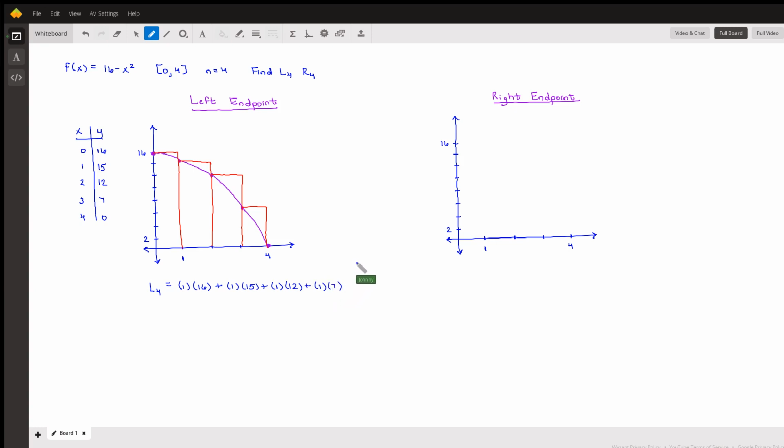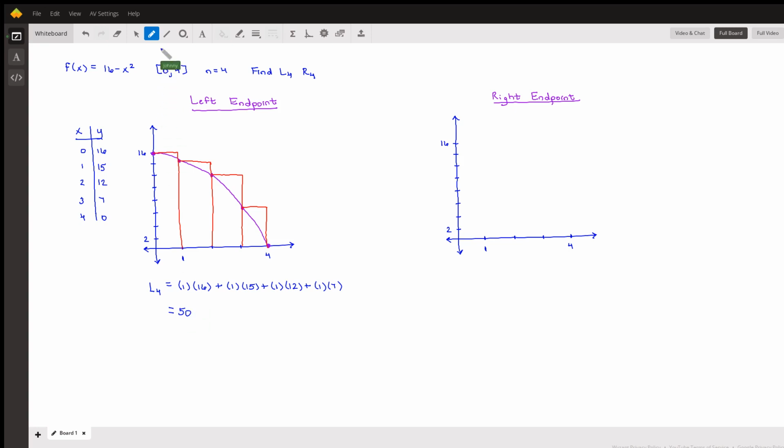So you'll notice I'm not really using the final point for 0. And that's pretty common with left endpoints, you start with the left, so you never really end up using the right one. Now it's just a matter of plugging all this into our calculator or doing it by hand. So you're really doing 16 plus 15 plus 12 plus 7, and I get 50. So that would be the left endpoint estimation, and it would be an overestimation.